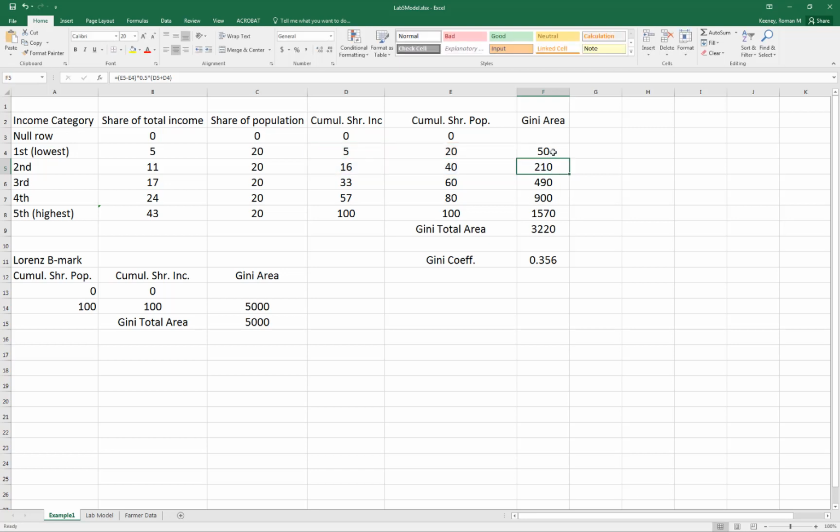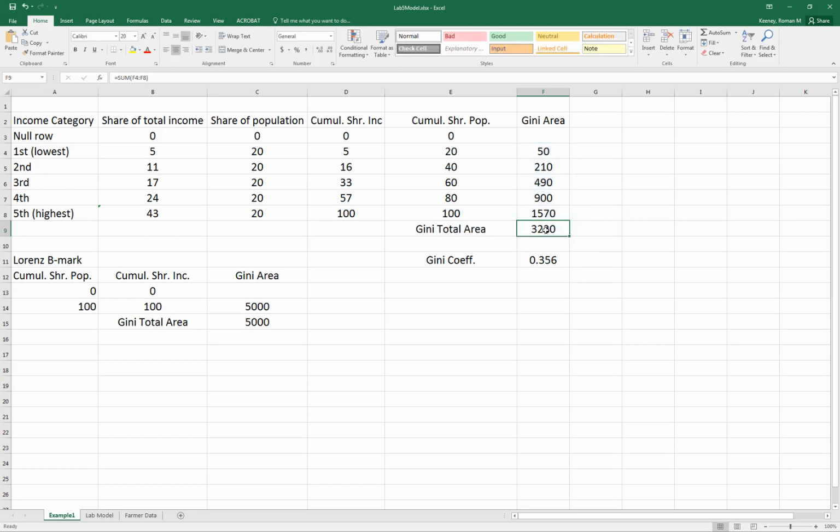Okay, and so these are all component areas. These are all Gini areas of the trapezoid that goes with the first group, the second group, third group, fourth group, and fifth group. And then finally, when you get to the end, you just sum them up. Sum all 5 of the areas that matter together. And then you have the Gini total area.